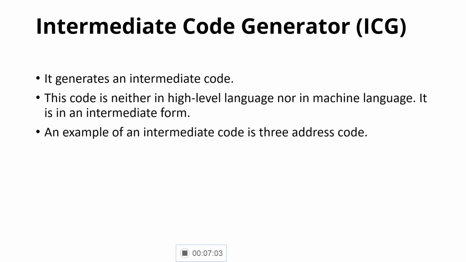The next phase of compiler is intermediate code generator. That annotated parse tree is going to be the input for the intermediate code generator. With the help of the annotated parse tree, it is going to write the intermediate code. The intermediate code mostly follows the three address code.